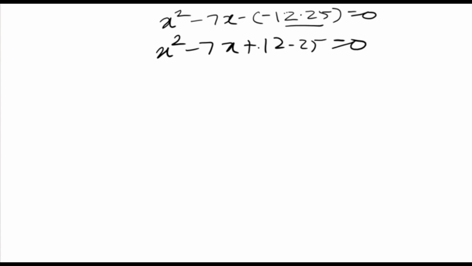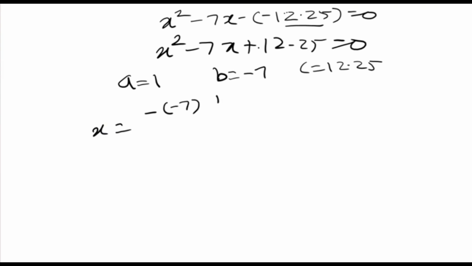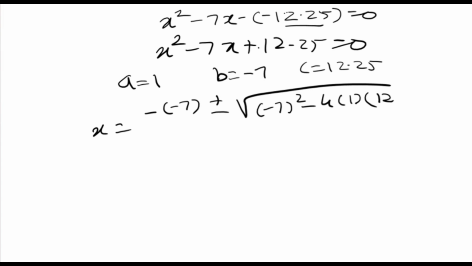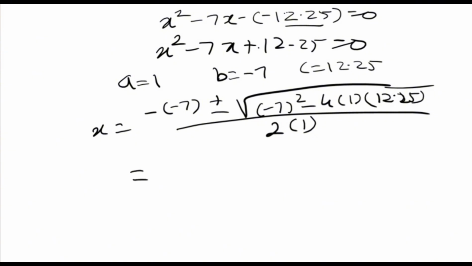Now the easy way is to use the quadratic formula because a decimal is there. So a is equal to 1, b is equal to minus 7 and c is equal to 12.25. So x is equal to minus b, that is 7, plus or minus the square root of 7 squared minus 4a times 12.25, over 2 times a, 2a. Now because there is only one solution, we will get 7 over 2.